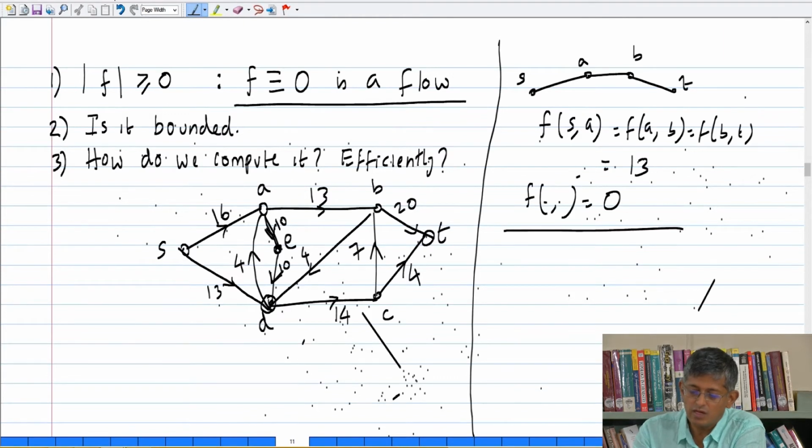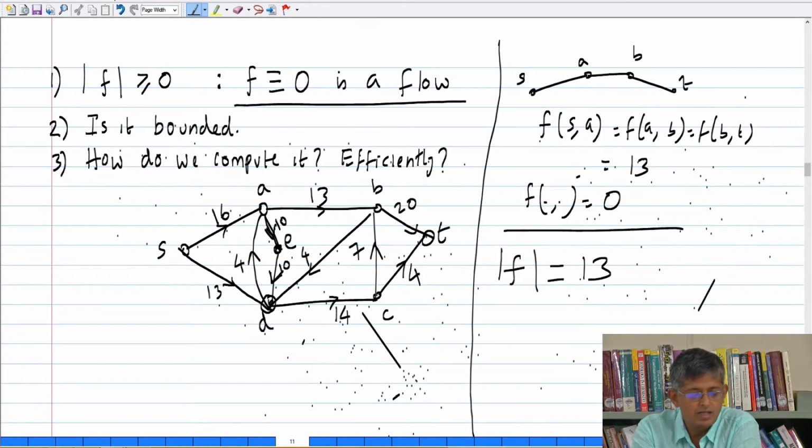non-trivial flow. What is the value of this flow? The value of this flow is 13. You just have to apply the formula. You count the flow on the edges which are going out and subtract the flow on the edges which are coming into S. There are no edges coming into S, all the edges are going out. So therefore, the value of the flow is 13. Fine. Okay. Can you increase the value?